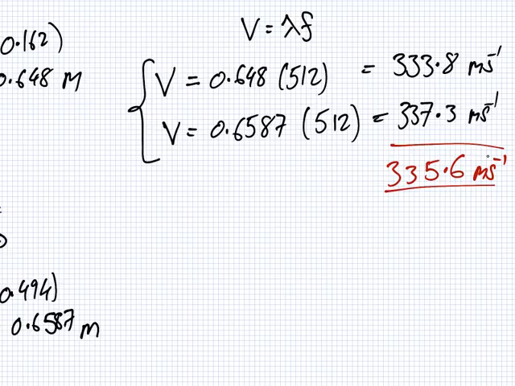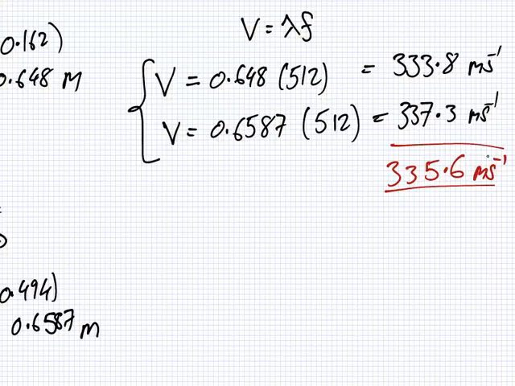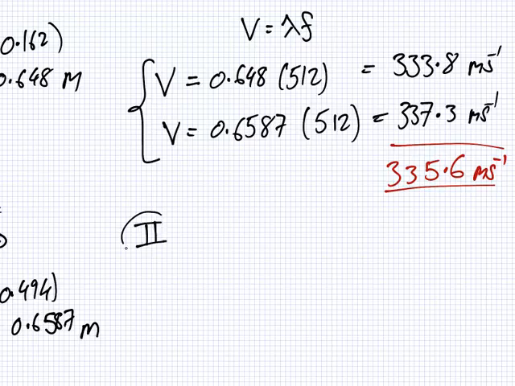Continue. So part 2 is they want to know the error, the end correction. That was part 1 of it, and this is part 2 of it now. Do you remember why they're not quite the same? The frequency is actually the same, 512. It's to do with the wavelength.